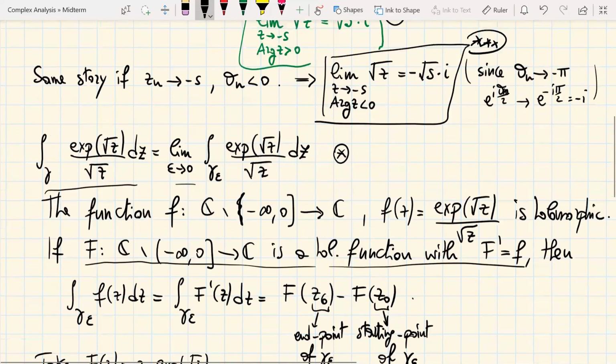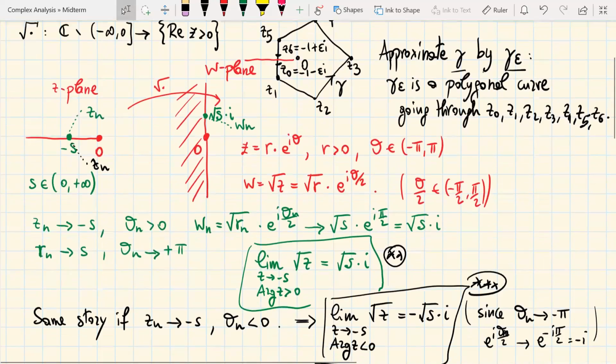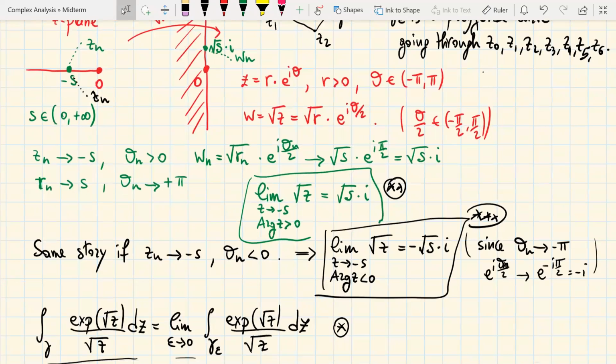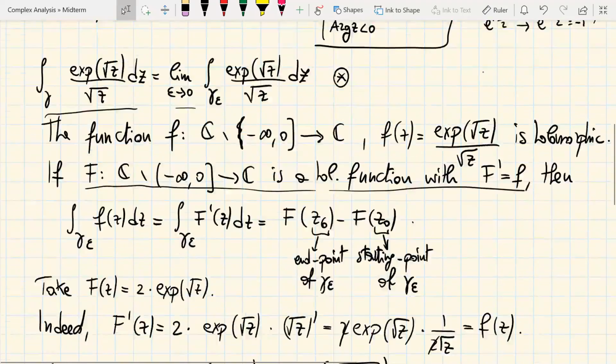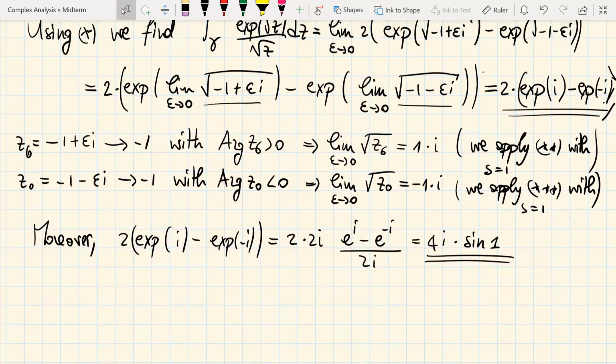And for this, we saw right at the beginning with this discussion here that the limit is equal to square root of S times I if z converges to minus S and has a positive argument, or on the other side is equal to minus square root of S times I if z converges to minus S and the argument is negative. So in the end, the answer for this integral is 4I times sine of 1.